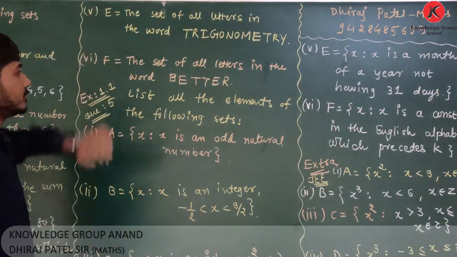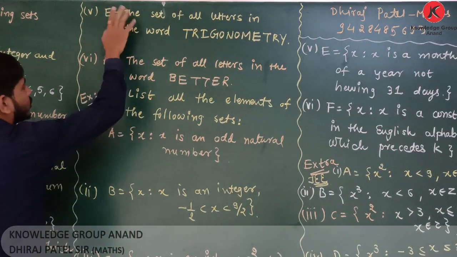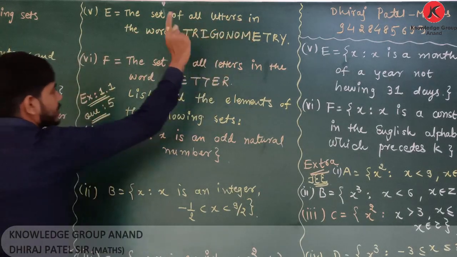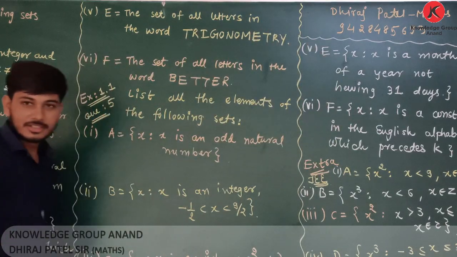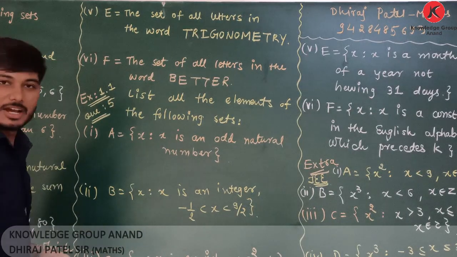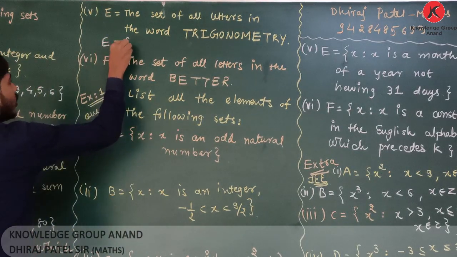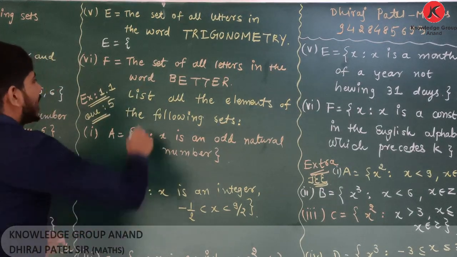Okay, now the fifth question. Set E equals to, the name of the set is given, the set of all letters in the word trigonometry. Yesterday we have done this type of questions. Now write down all the letters without repeating them in set form.